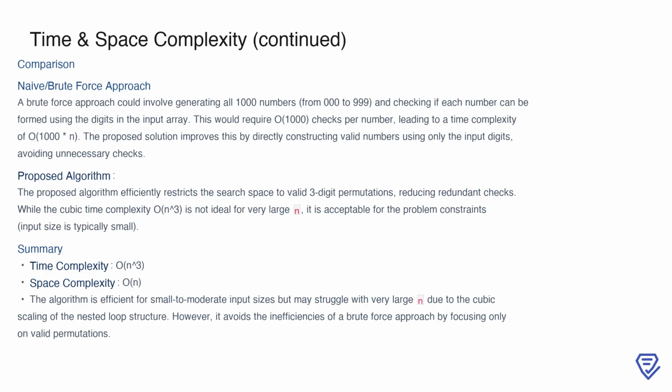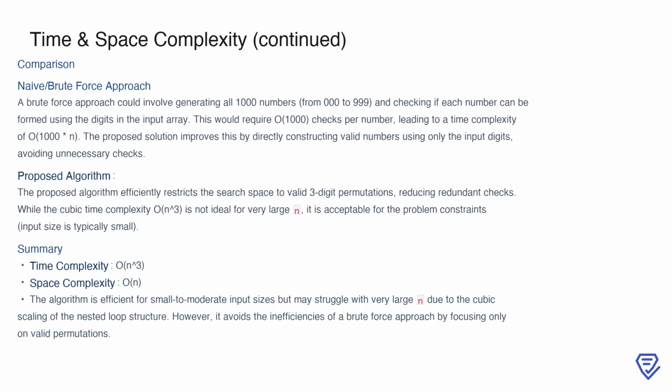While the cubic time complexity of O(n^3) is not optimal for very large values of n, it is efficient and well suited for the problem's constraints, where n is typically small. Overall, this algorithm balances efficiency with simplicity, achieving O(n^3) time complexity and O(n) space complexity.